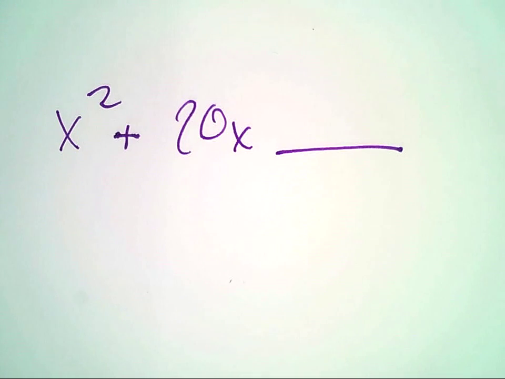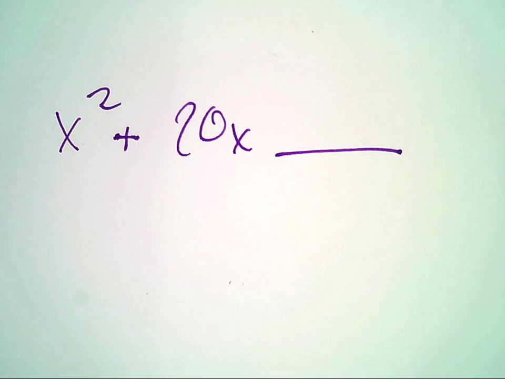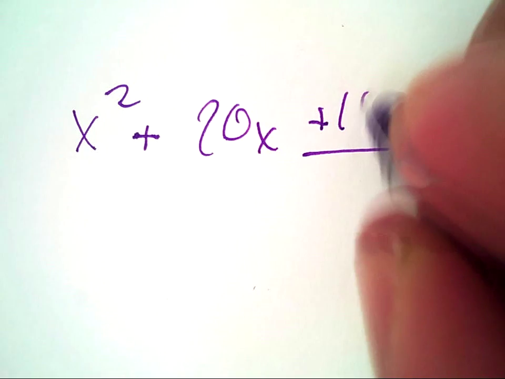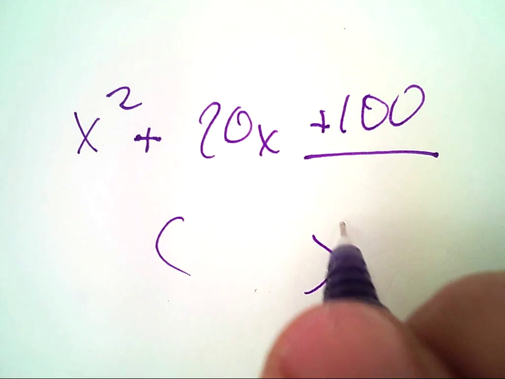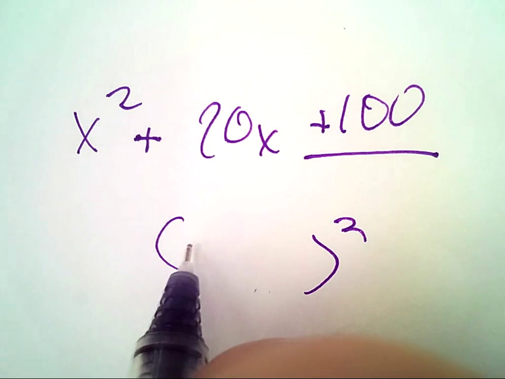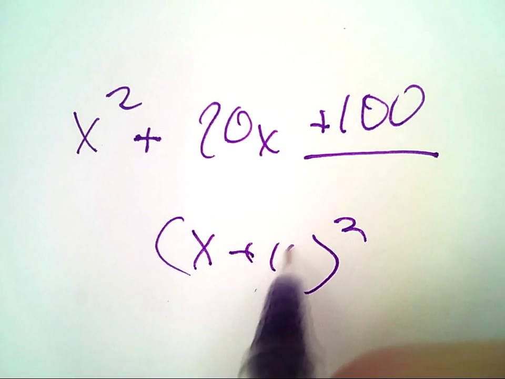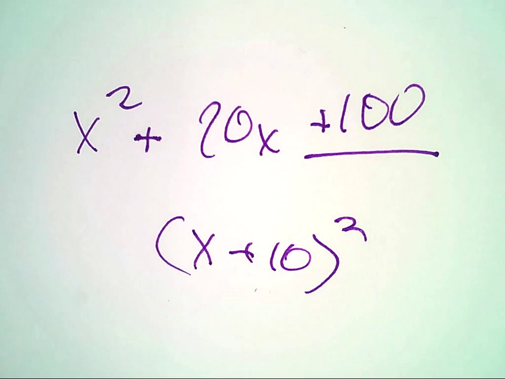Last one, and then we're going to move on to a different idea. 100, you said? Plus 100. And then what is it if we factor? The factors are x plus 10, you say, squared. That's exactly right. Hope everybody wrote all of those down.